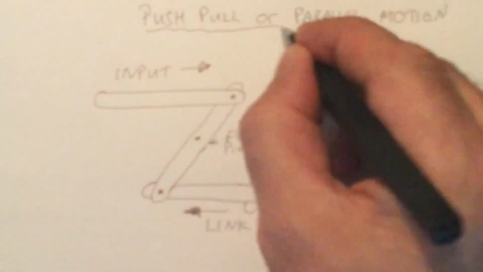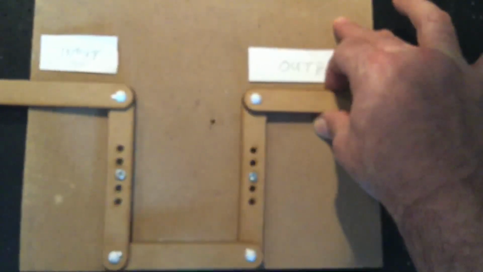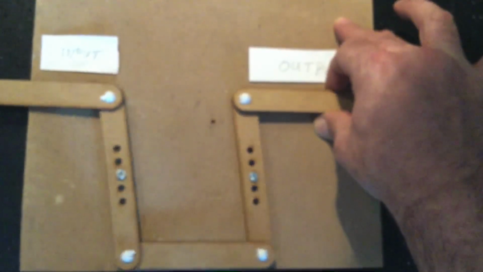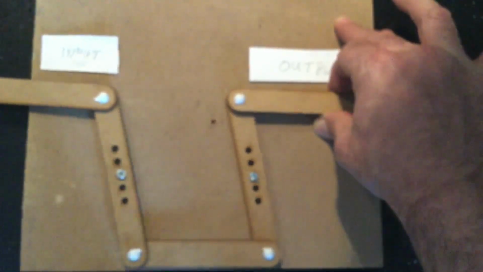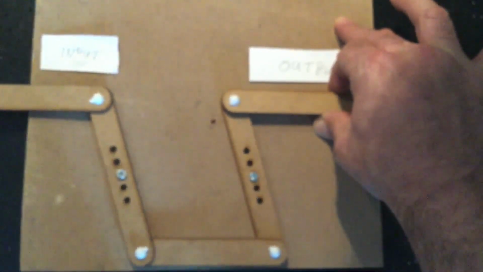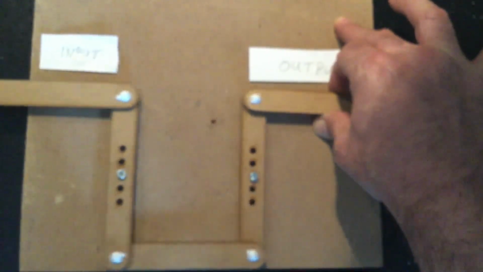And here's an example of one that I've built from MDF. The white pivots are the moving pivots, and the metal screws in the middle are the fixed pivots. The reason I'm holding the output linkage is just to keep it going in the right direction.